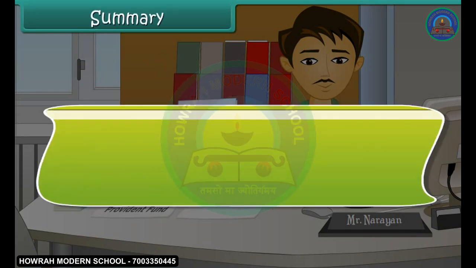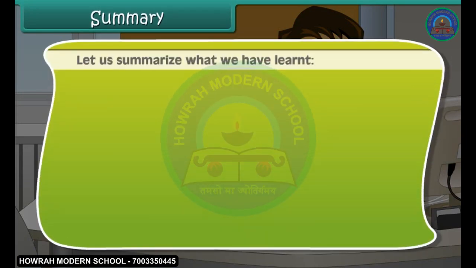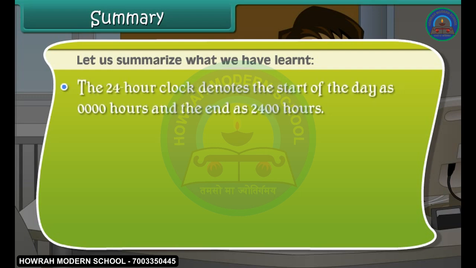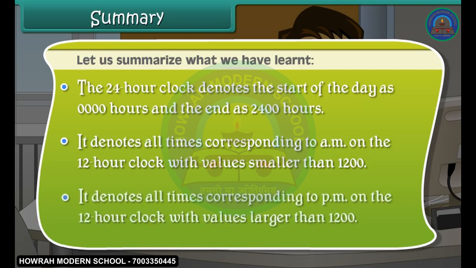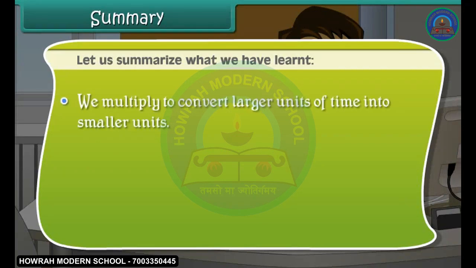Summary. Let us summarize what we have learned. The 24-hour clock denotes the start of the day as 0000 hours and the end as 2400 hours. It denotes all times corresponding to AM on the 12-hour clock with values smaller than 1200. It denotes all times corresponding to PM on the 12-hour clock with values larger than 1200. We multiply to convert larger units of time into smaller units.